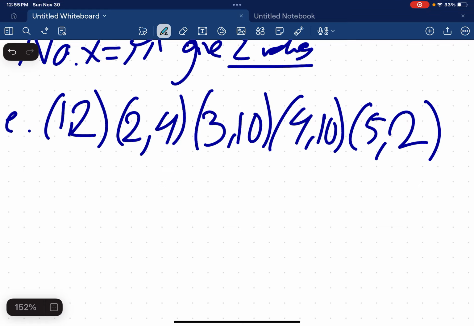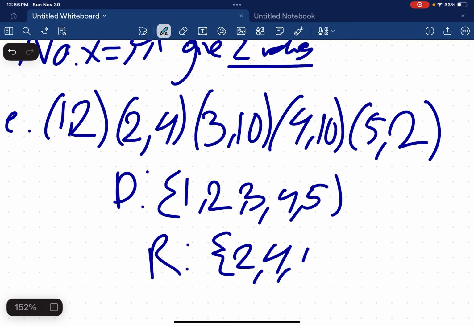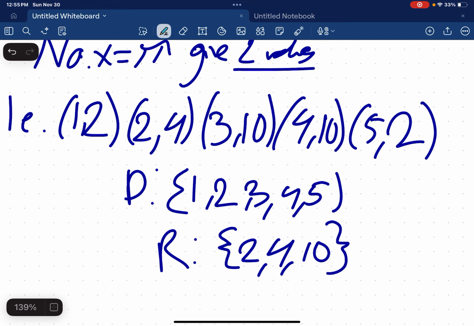Each x value only has one y value, even though these two are the same. Remember, two different x values can equal the same y value. That means our domain's going to be 1, 2, 3, 4, 5, which is our x values, and our range is going to be our y values, which is 2, 4, and 10. That's our answer.